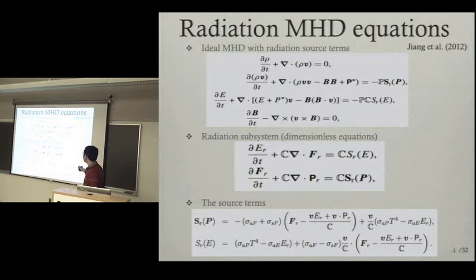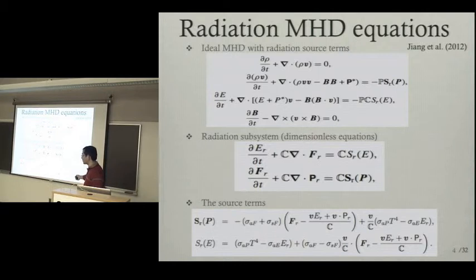So the equations here on the left side are the normal ideal MHD equations when there are no source terms. Now we put the momentum source term in the momentum equations, and the energy source term from the photons in the energy equations. And these are the moment equations of the radiation system. We solve the two moment equations for the radiation transfer. This is the dimensionless form of the equations.